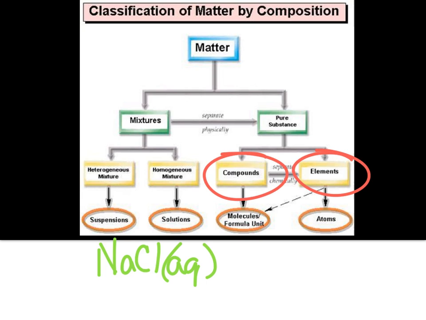Compounds and elements. Elements are atoms. An atom is one unit of the particular element, and compounds are molecules or salts.